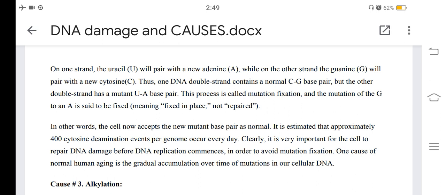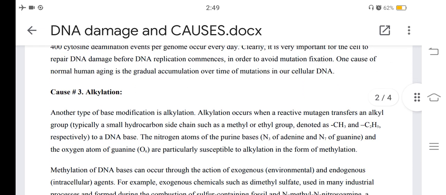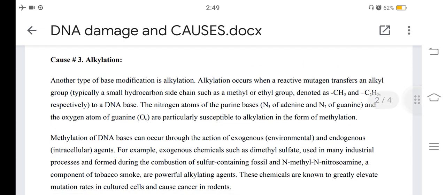Clearly, it is now very important for the cell to repair DNA damage before DNA replication commences in order to avoid mutation fixation. One cause of normal human aging is the gradual accumulation over time of mutation in our cellular DNA.